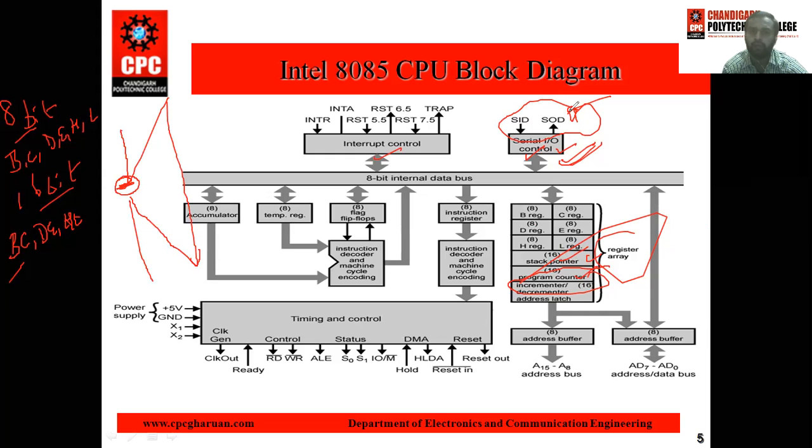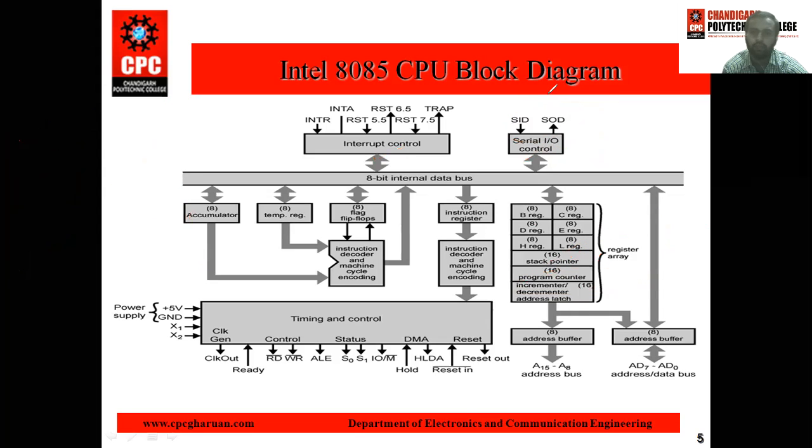Now we have different types of interrupts. We have two types of interrupt: hardware interrupt and software interrupt. The hardware interrupts are INTR, RST 5.5, RST 6.5, RST 7.5 and TRAP. These are the five types of interrupt. TRAP is the highest priority interrupt. We cannot disable this interrupt.